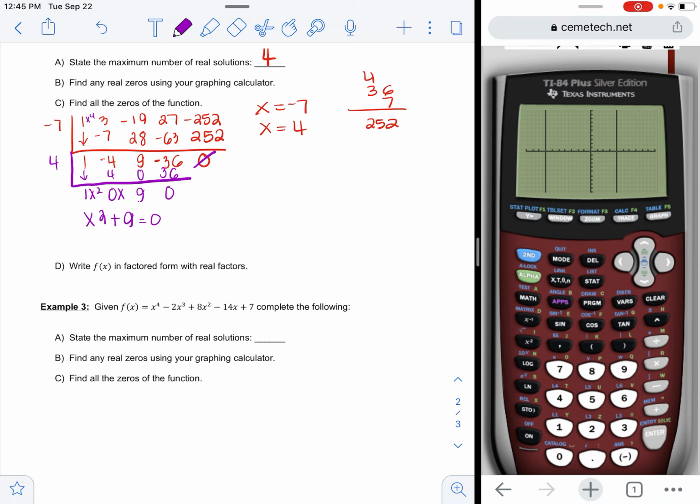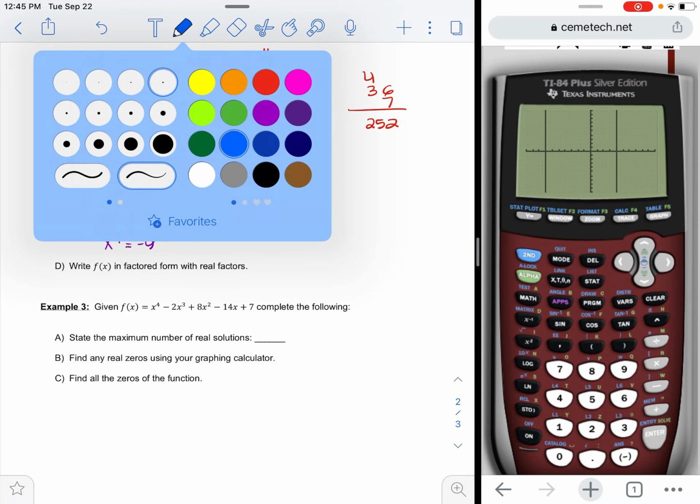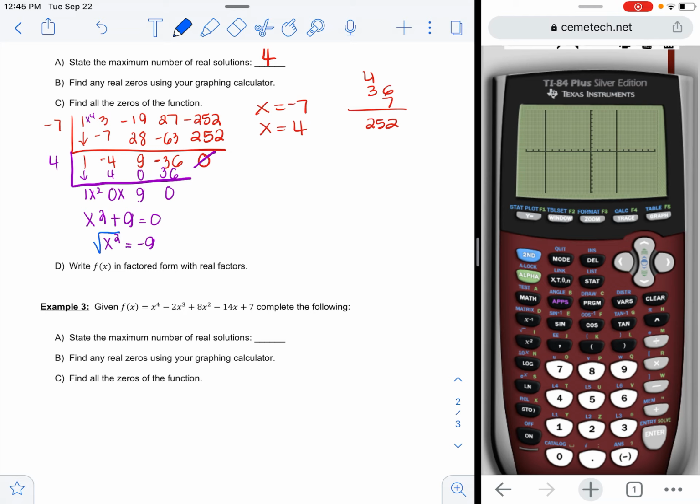Okay, so I need to solve this now. So I'm going to set it equal to 0 and solve. This is a quadratic with just an x squared. There's not an x squared and an x, so I can solve by square rooting. First thing I'm going to do is subtract 9 from both sides. And now I'm going to square root to solve. Remember, if you're square rooting to solve, you have to account for the positive and negative answer.